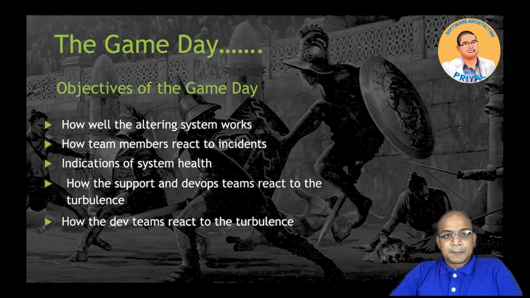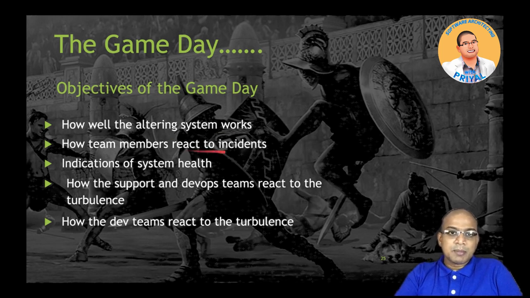So this is the game day. Simply speaking, the game day is the day that you execute your chaos engineering. These are the objectives that we are trying to achieve in a given game day. First, how well the system works when altered. That means you make some alterations to the system or its environment, and examine how well your system is working.